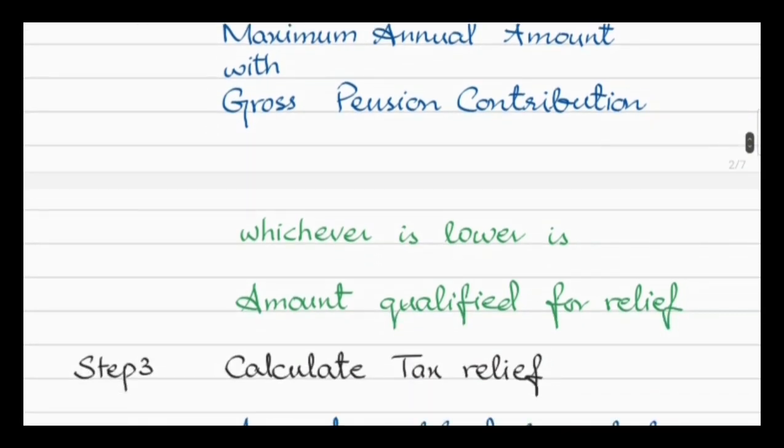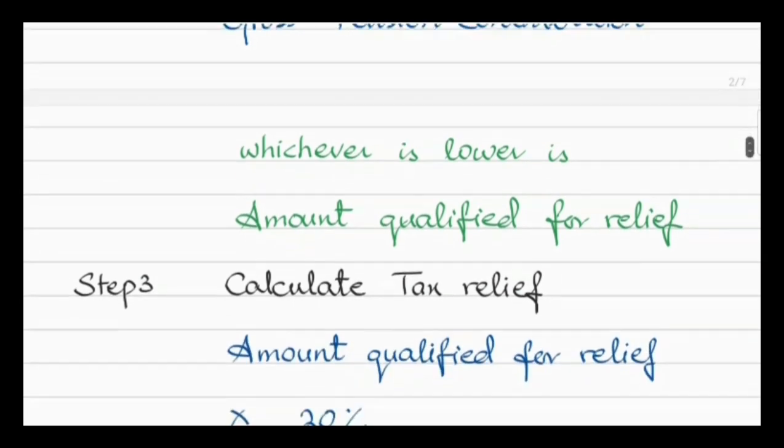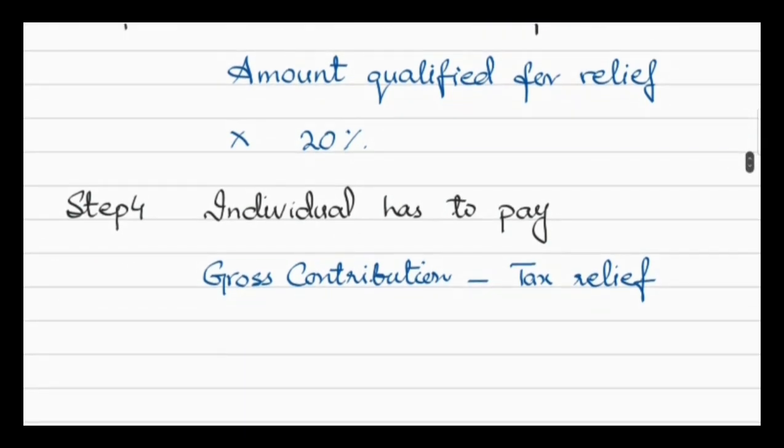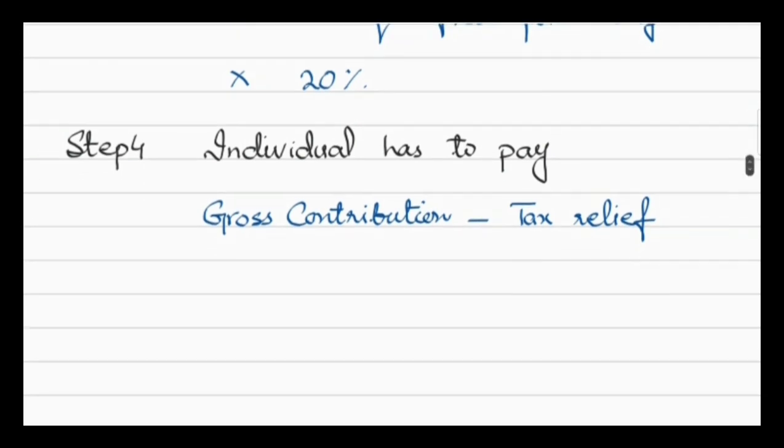Then after calculating maximum annual amount, compare the maximum annual amount with gross pension contribution. Whichever is lower is said to be amount qualified for relief. And for calculation of the tax relief, the amount qualified for relief is multiplied by 20%. Individual has to pay gross contribution minus tax relief.